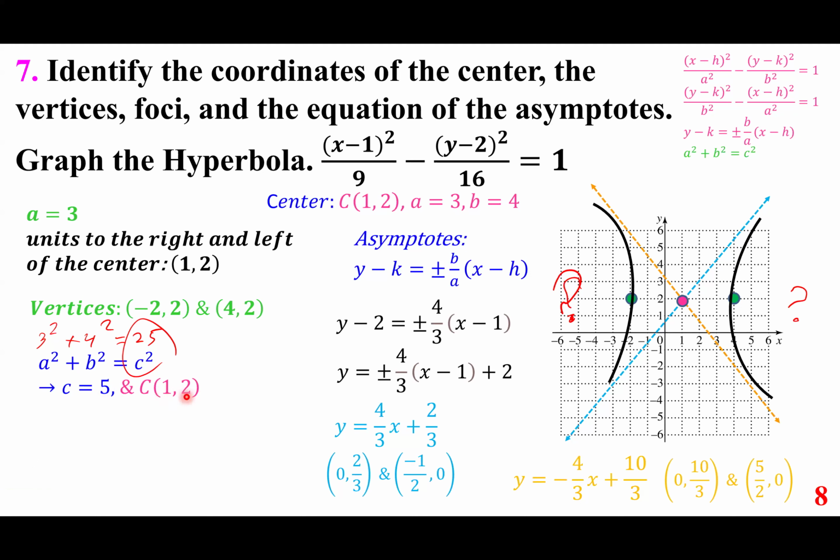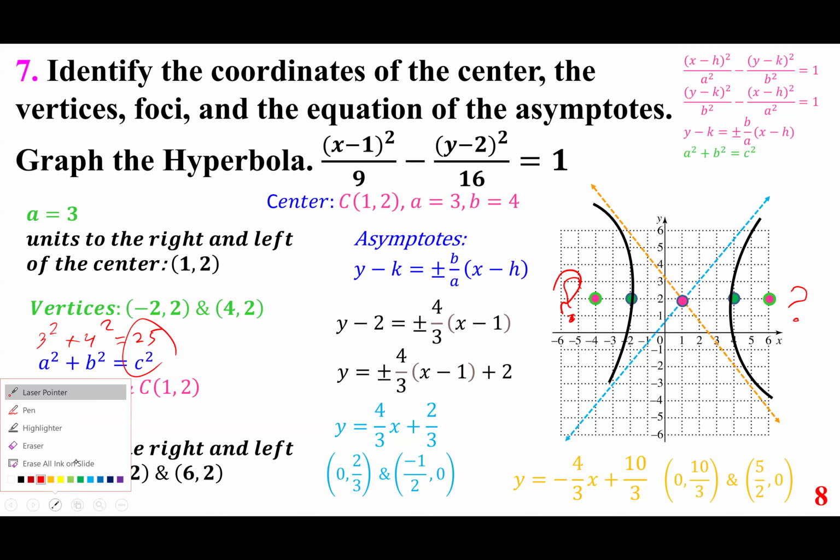That becomes (6, 2). Then 5 units to the left. So from here, 5 to the right, 5 to the left. When you go to the left, 1 minus 5 is negative 4, comma 2. And those are the points. Let me erase my work.